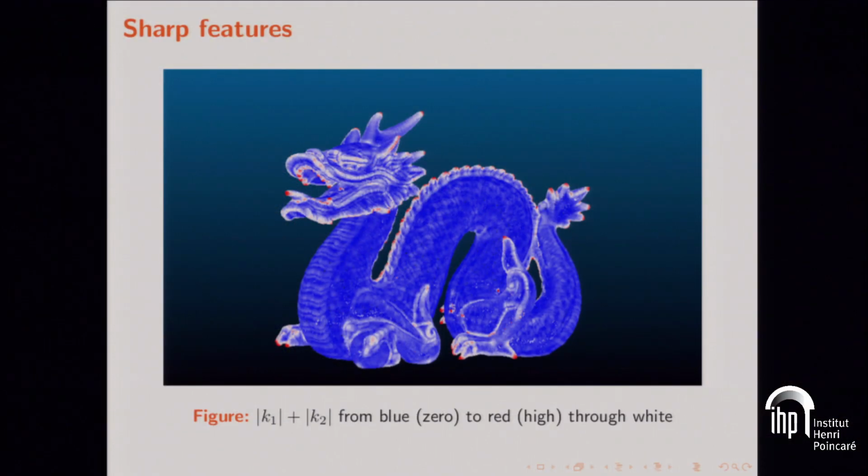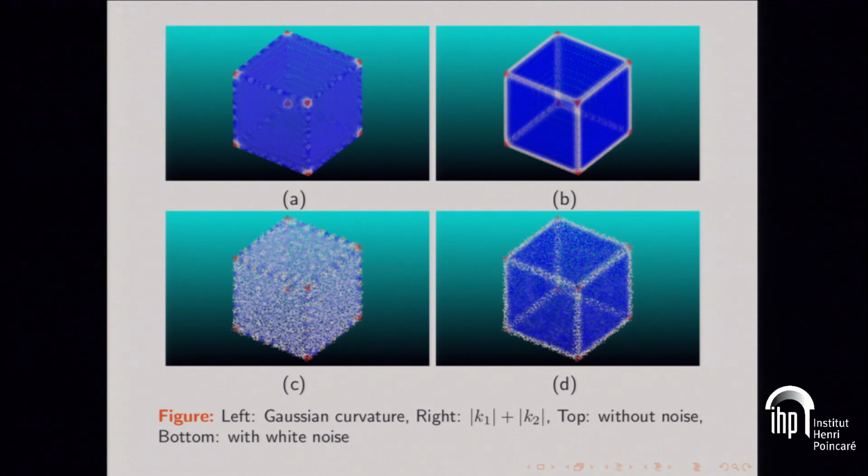sharp features. You can do that also on objects that are not regular, as this cube. You can add some noise. You can see that the computation of the Gaussian curvature when you add some noise is not very nice on the edges. But for the sum of the two principal curvatures, it's okay for me.